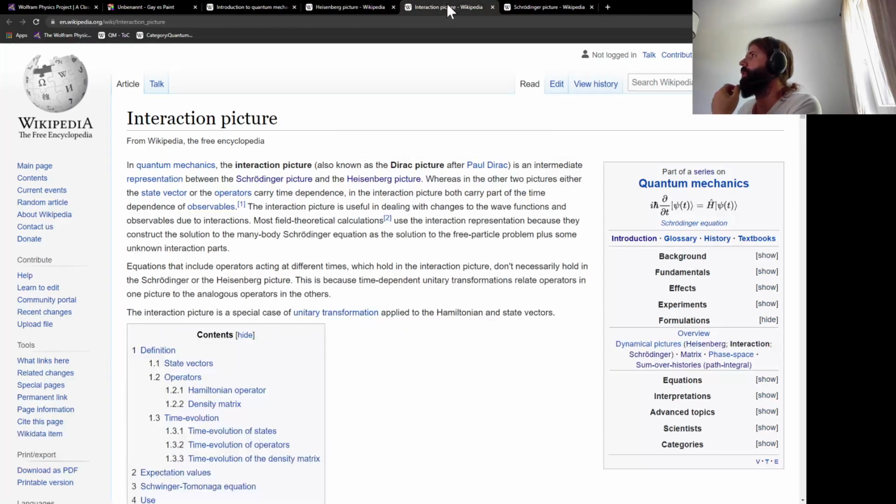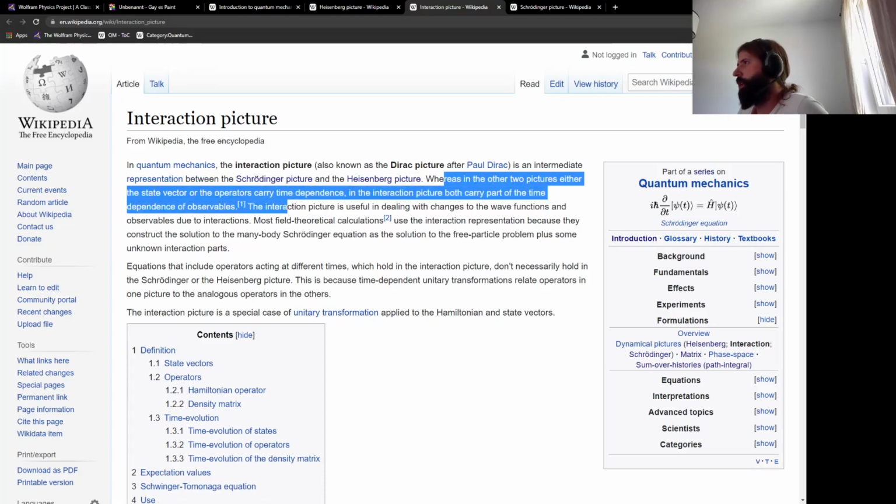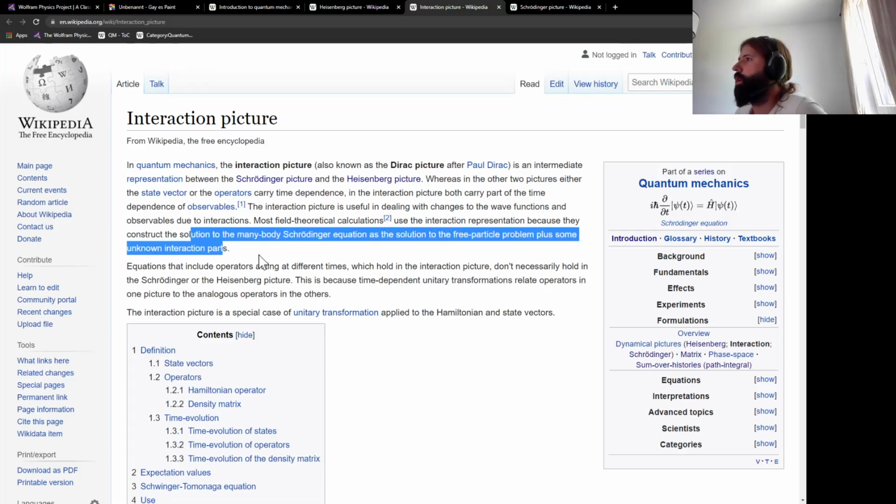Okay, but that's actually here. The interaction picture, also known as the Dirac picture, is an intermediate representation between Schrodinger and Heisenberg. Whereas in the other two pictures either the state vector or the operators carry time dependence, in the interaction picture both carry part of the time dependence of observables. The interaction picture is useful in dealing with changes to the wave functions and observables due to interactions. Most field theoretical calculations use the interaction representation because they construct the solution to the many-body Schrodinger equation as a solution to the free particle problem plus some unknown interaction parts.